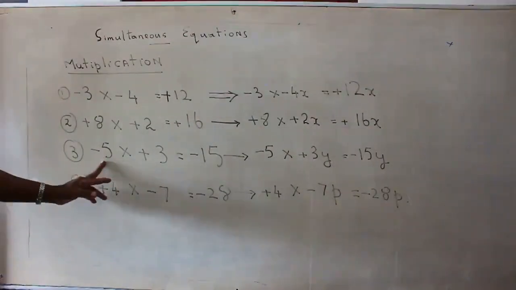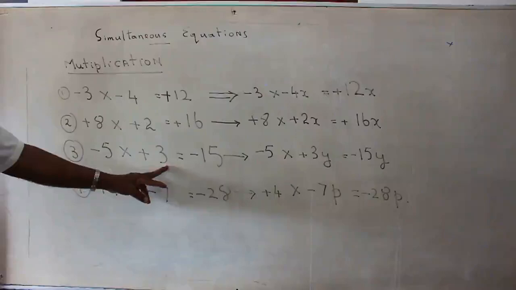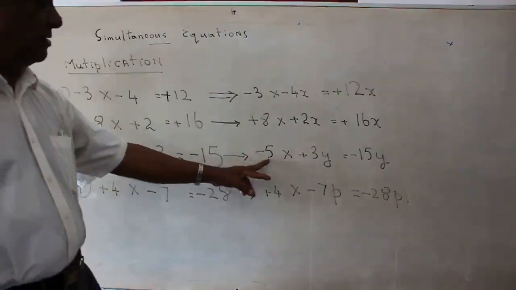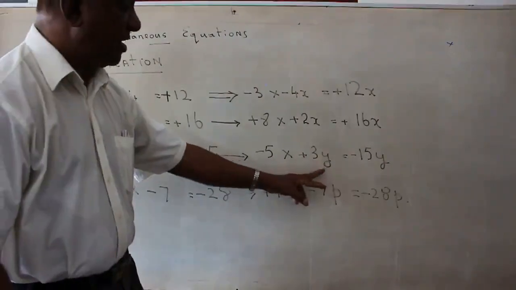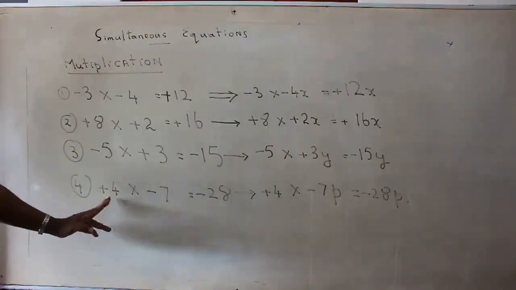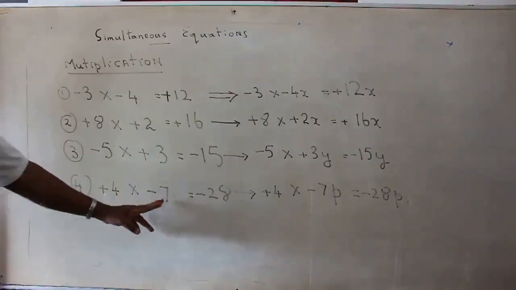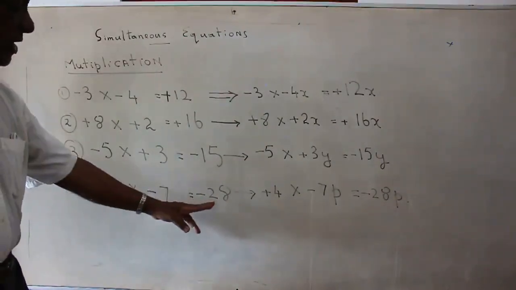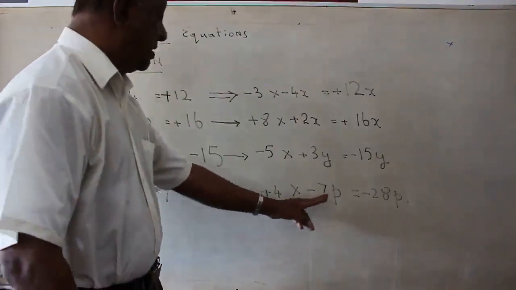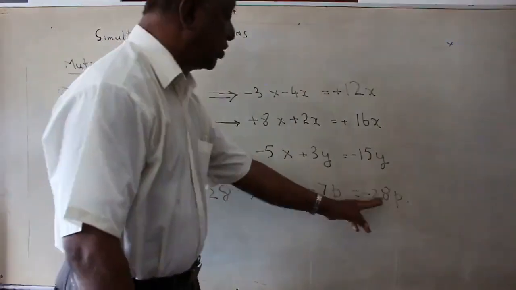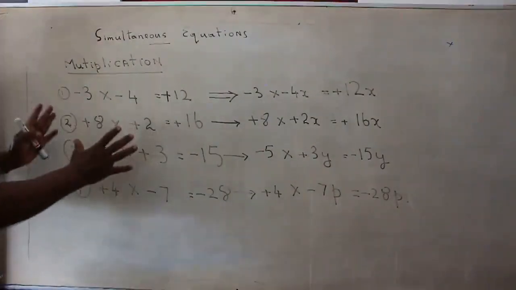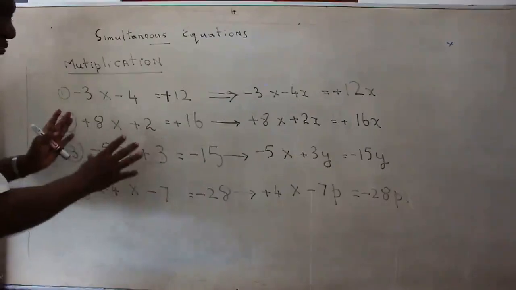Minus 3 into plus 5 will be minus 15. Minus 3 into plus 5y will be minus 15y. Plus 4 into minus 7 is equal to minus 28. Similarly, plus 4 into minus 7p will be minus 28p. This knowledge has to be in your head in order to proceed further.